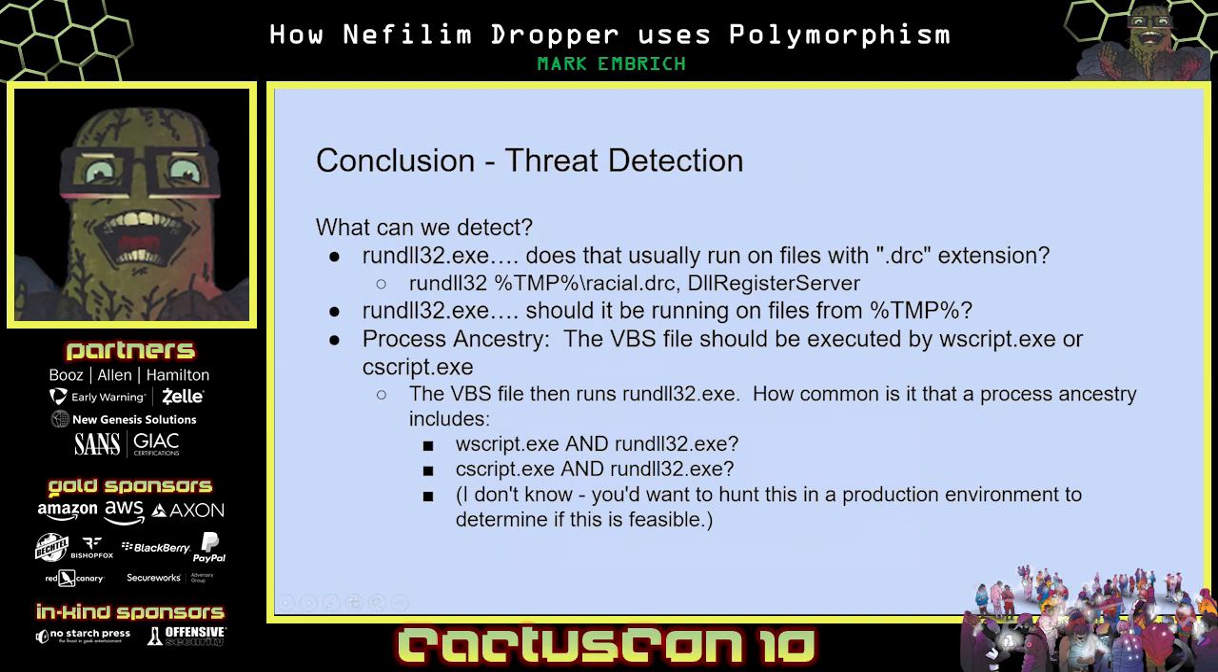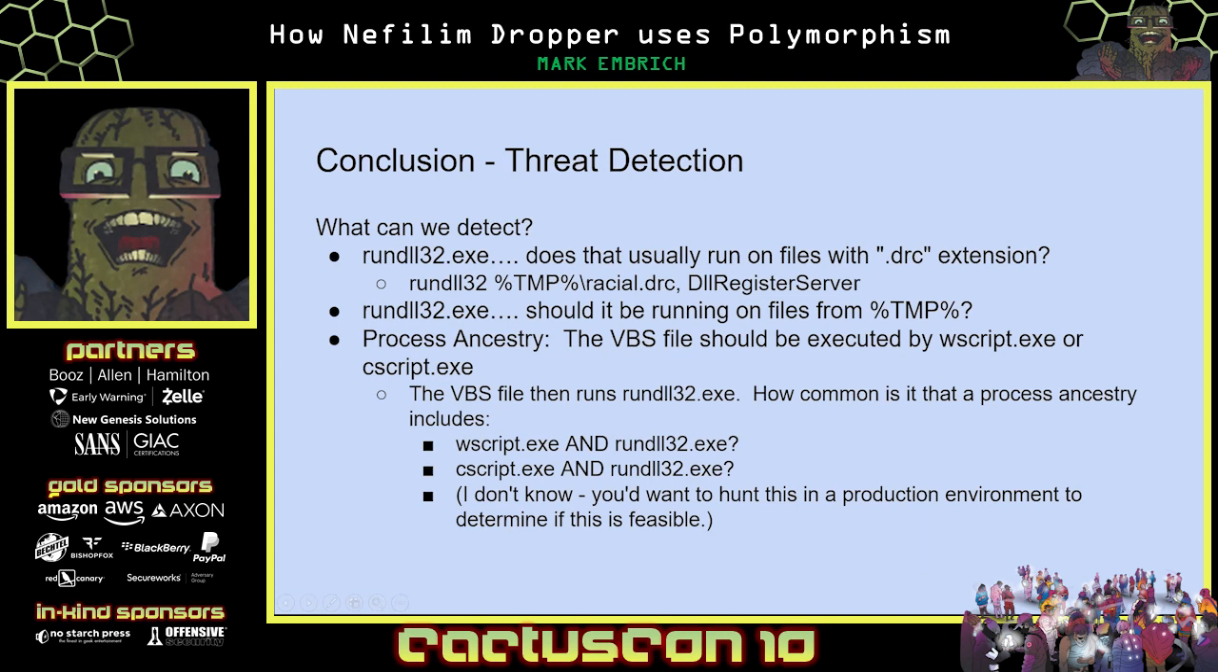I also want to get information to my threat detection team. This would be the people who create methods to detect malicious activity. First, we have a couple of ideas from the rundll32 execution. Should we be seeing rundll32 execute a file with a .drc extension? In general, this should just be files with a DLL extension, right? Next, should we be using rundll32 to execute files from temp? Shouldn't your DLLs be in a system folder like Windows System32?